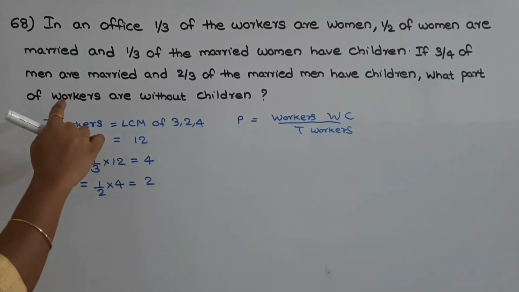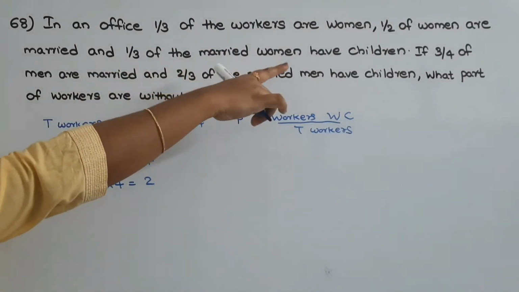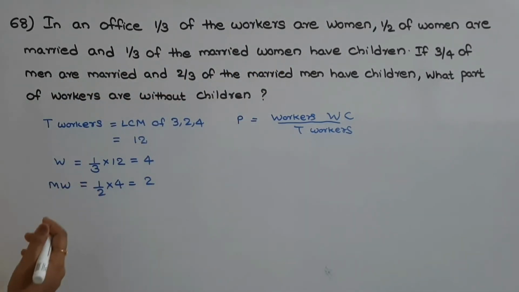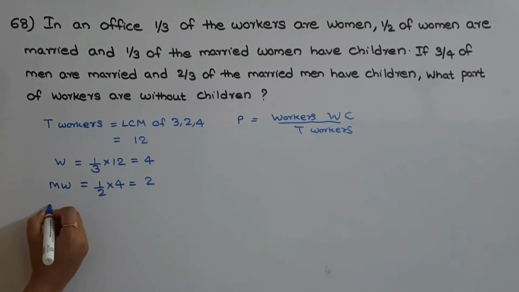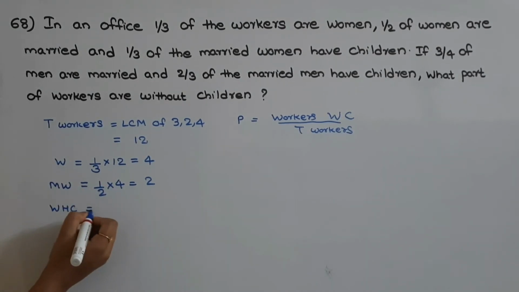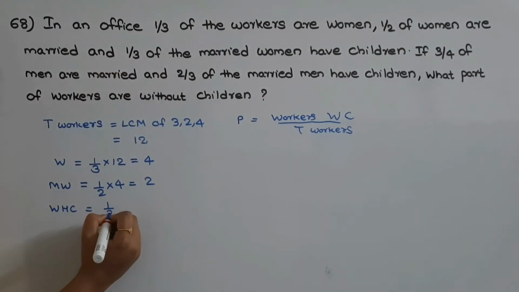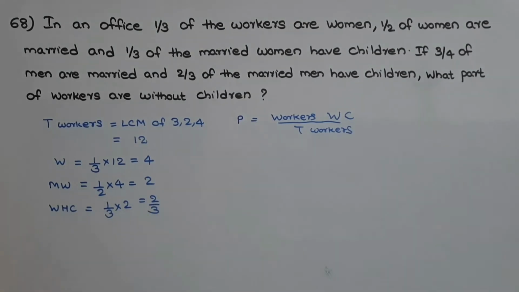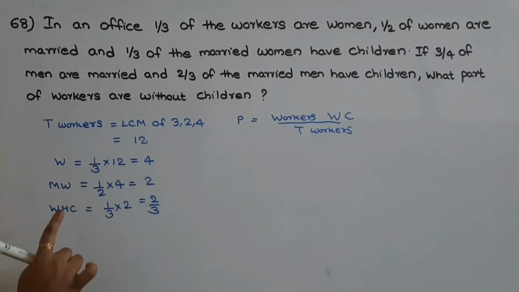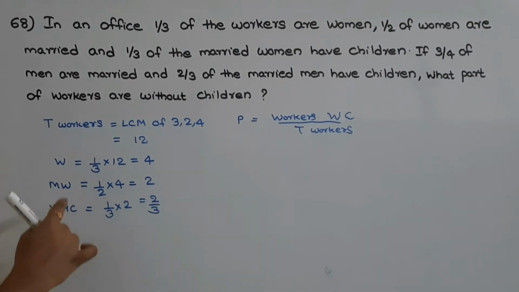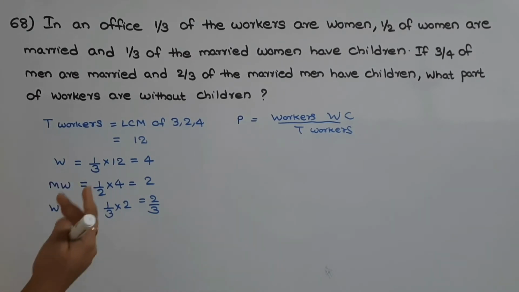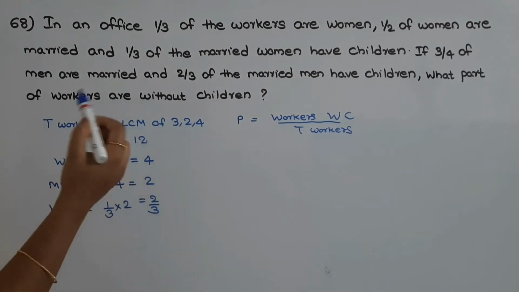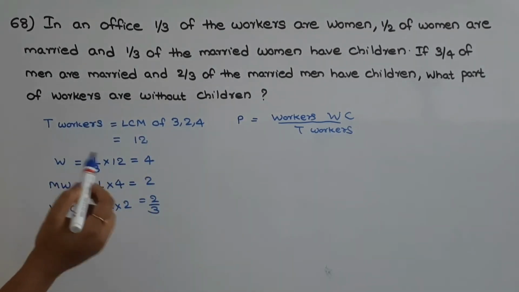Okay. Then they are telling that 1 by 3 of married women have children. So what number of women are having children? Women having children is equal to 1 by 3 of married woman. Married woman is 2. So this is equal to 2 by 3. Now we are having the number of women having children as a fraction. Okay, or this is not possible. Okay, number of women cannot be a fraction. Okay, so we need to consider a higher multiple of this 12 as the total workers.